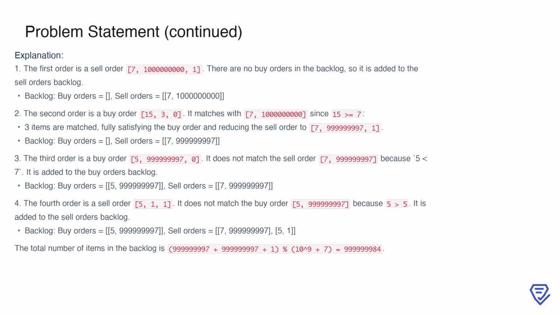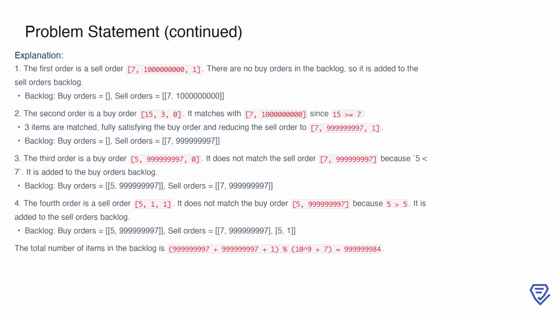In the second example, the input contains 4 orders: [7, 1 billion, 1], [15, 3, 0], [5, 999999997, 0], and [5, 1, 1]. The first order is a sell order for 1 billion items at a price of 7 or higher. Since there are no buy orders in the backlog, this sell order is added to the sell orders queue.